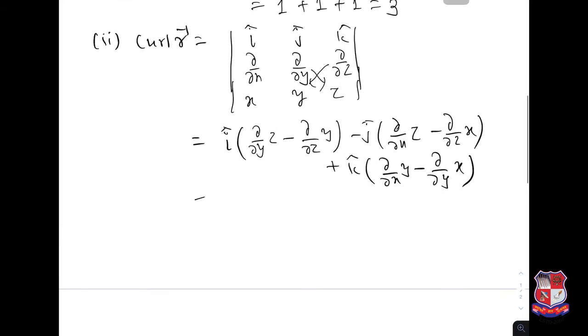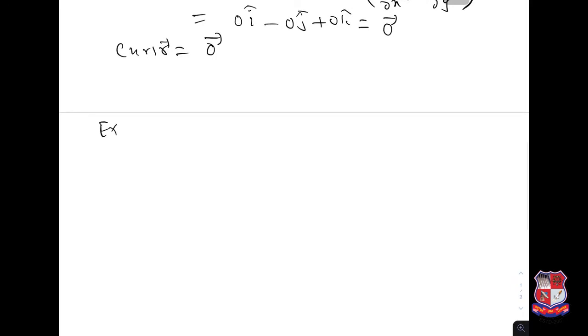And we see that del by del y of z is 0, del by del z of y is also 0. So this is 0 i. Similarly here also del by del x of z is 0, del by del z of x is also 0. So this is 0 j. Del by del x of y is 0, del by del y of x is 0, 0 k, and so that is 0 vector. So curl of r is a 0 vector.